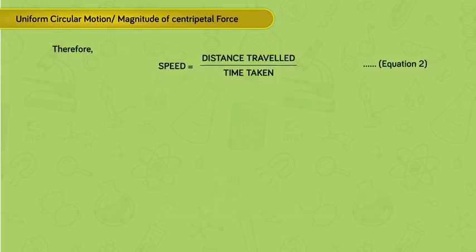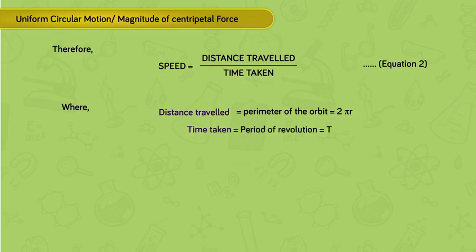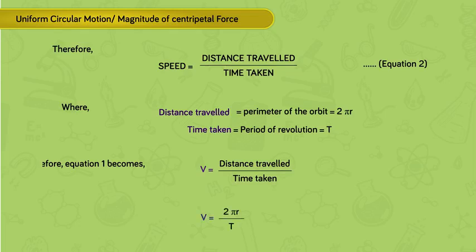Therefore, speed is equal to distance travelled by time taken. Equation 2, where distance travelled is equal to the perimeter of the orbit, which is 2 pi r. Time taken is equal to the period of revolution, which is T. Therefore, v is equal to distance travelled upon time taken, so v is equal to 2 pi r upon T.